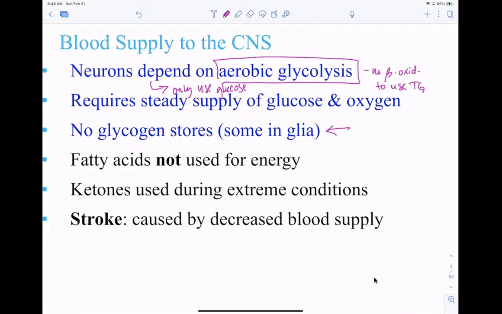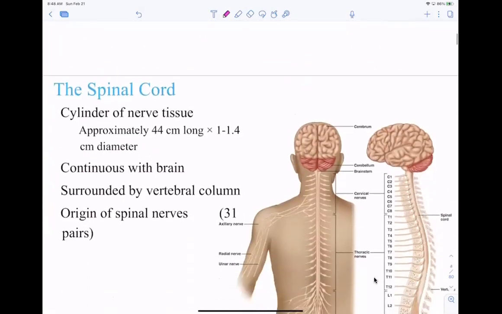Ketones are used during extreme conditions, but that is not something that your body can maintain for long periods of time. By the way, a stroke is caused by a decrease in blood supply. An aneurysm is where there's actually a break in the blood vessels, just to clarify.